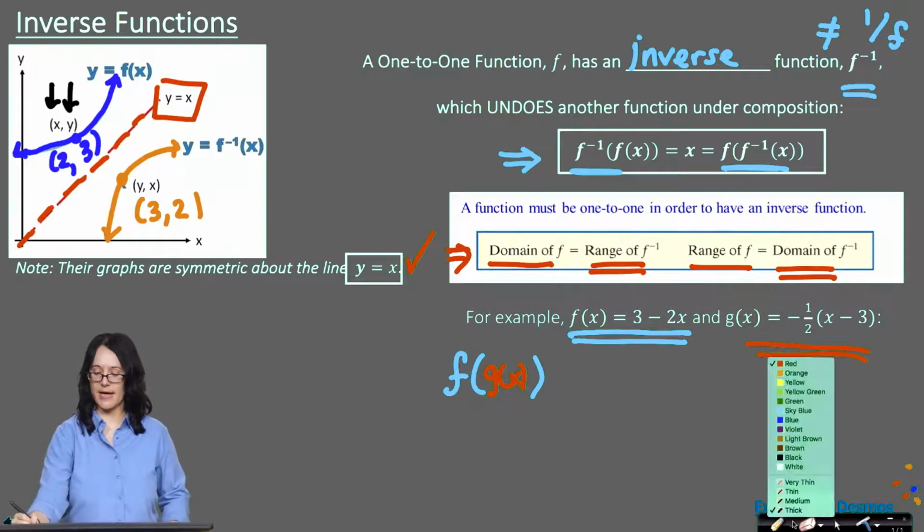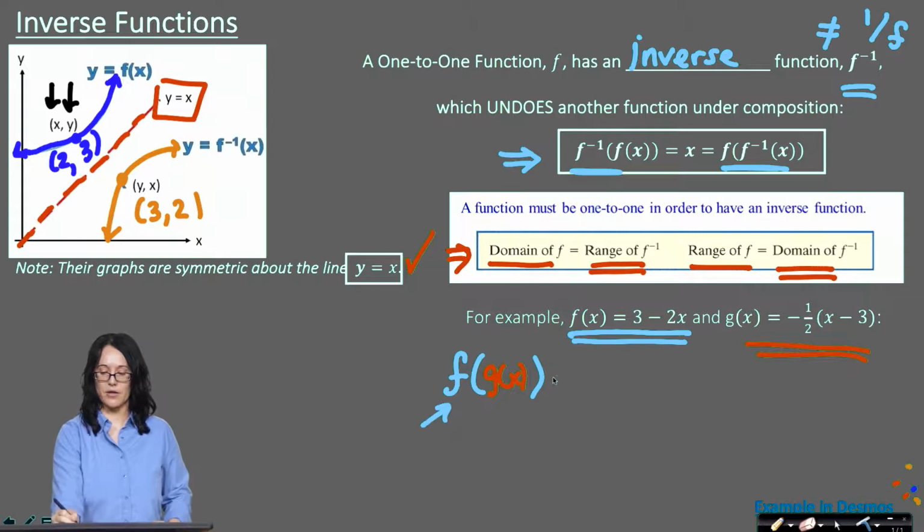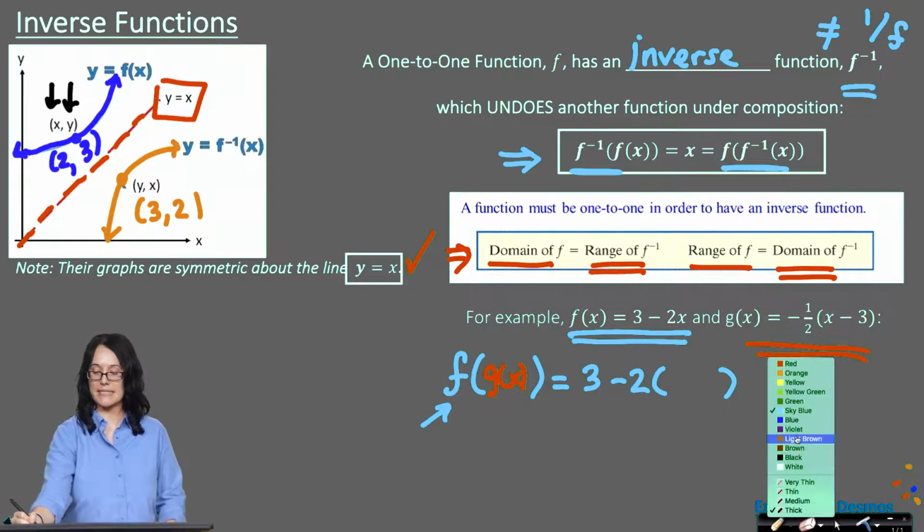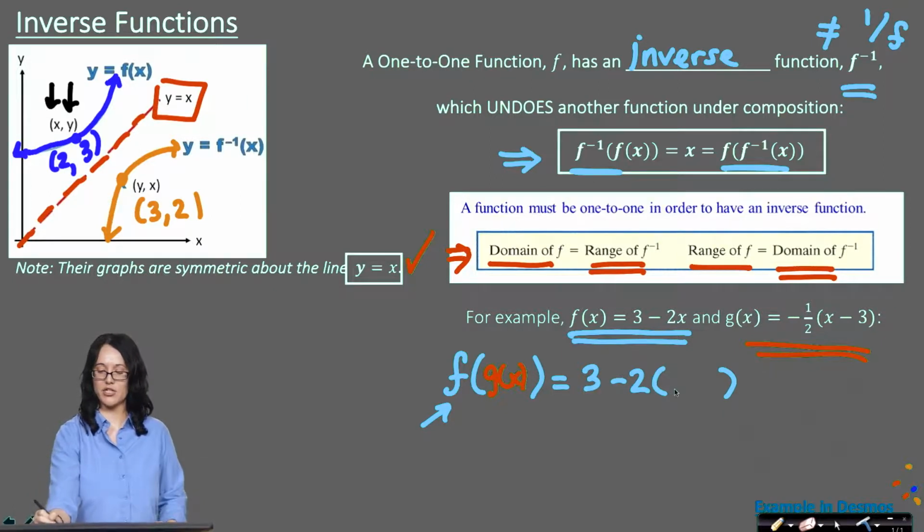So let's practice that. We would start, if you remember from the last video, with the outside function, which says take 3 minus twice your input x. But instead of x, the input has been replaced with what? That's right, g of x. g of x here was -1/2 times (x minus 3). So carefully do your arithmetic. Feel free to pause the video and see if you only get x.